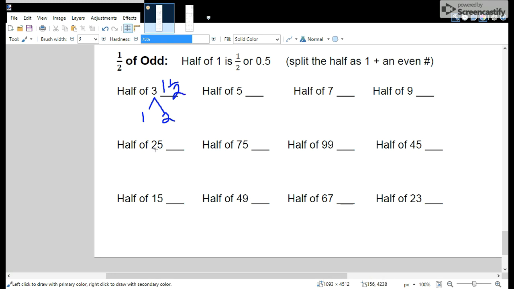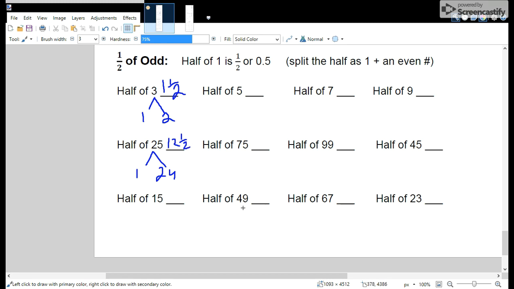Let's look at 25. We have half of 1 and half of 24. Half of 24 is 12. Half of 1 is 1/2. So half of 25 is 12 and 1/2.